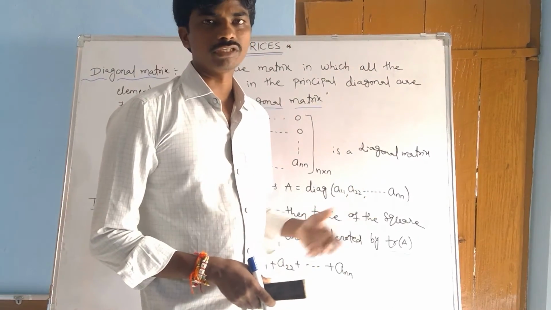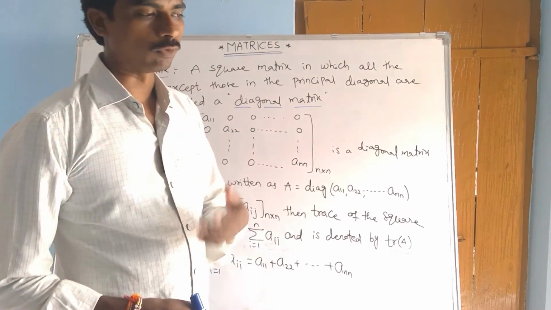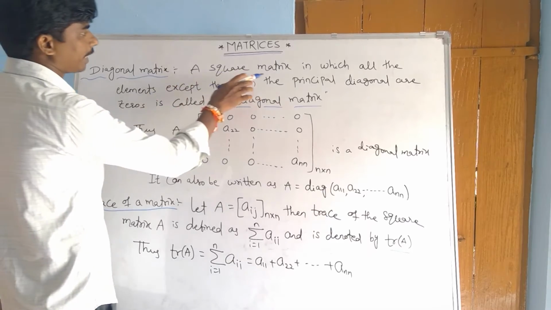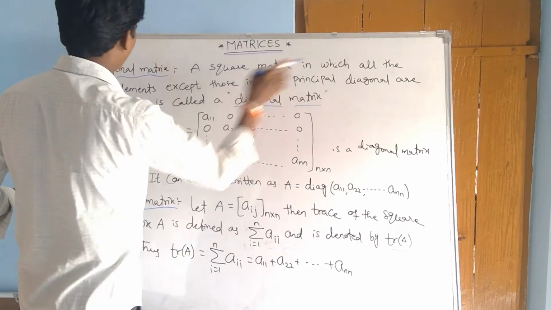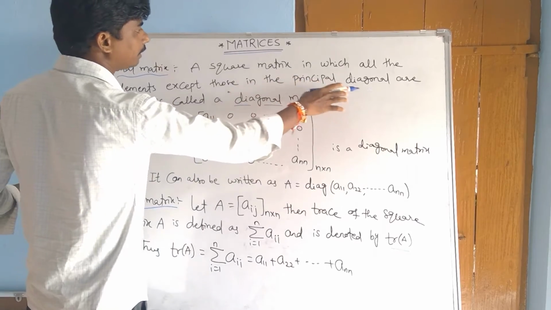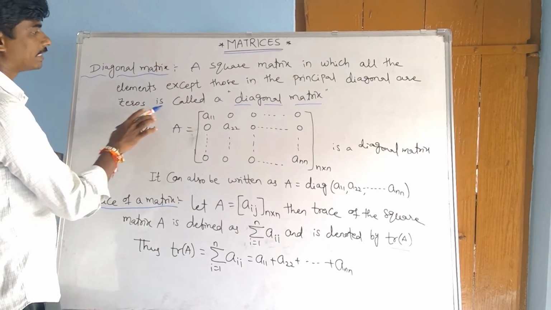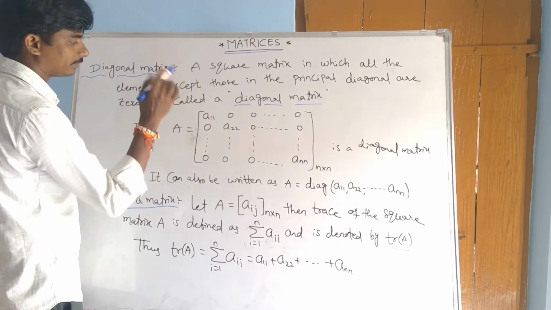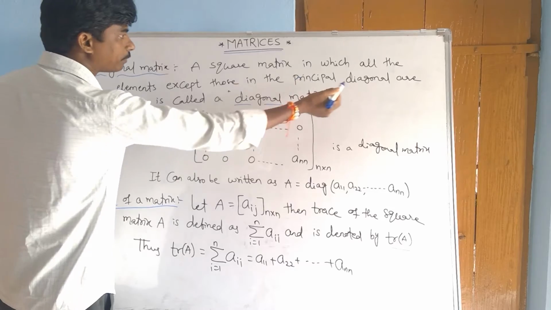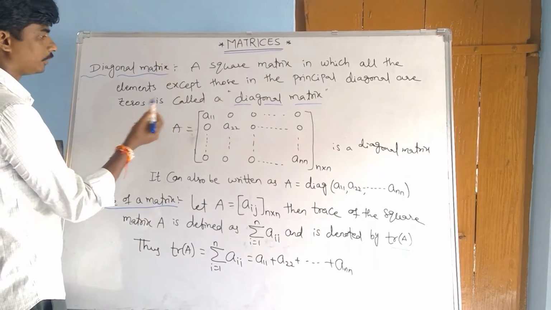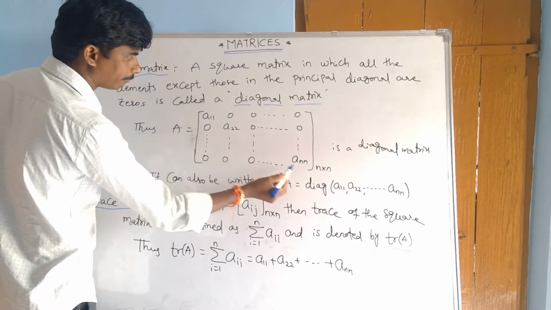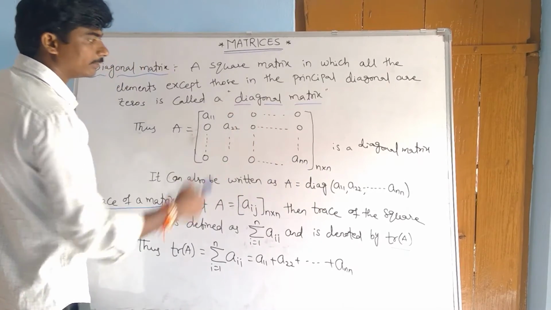Today our topic is matrices. This topic is important for intermediate and polytechnic also. See, diagonal matrix: a square matrix in which all the elements except those in the principal diagonal are zeros is called a diagonal matrix. See here, except those in the principal diagonal, the rest are zeros. These values are zeros. Diagonal elements are not equal to 0 and the remaining elements are zeros.